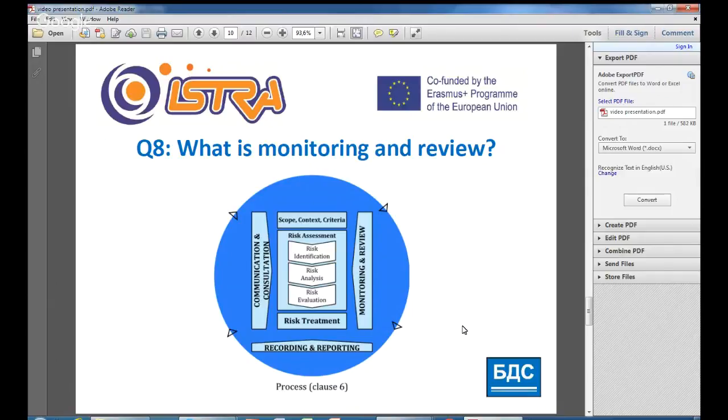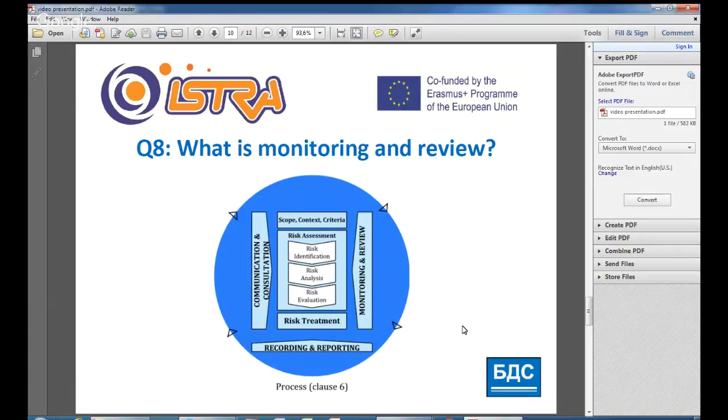A review on its part is an activity undertaken to determine the suitability, adequacy, and effectiveness of the framework and process to achieve established objectives. Reviews should consider the outputs from the monitoring activities.